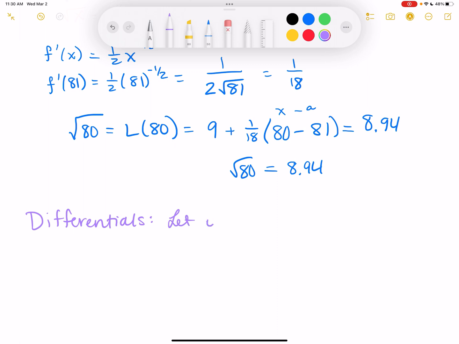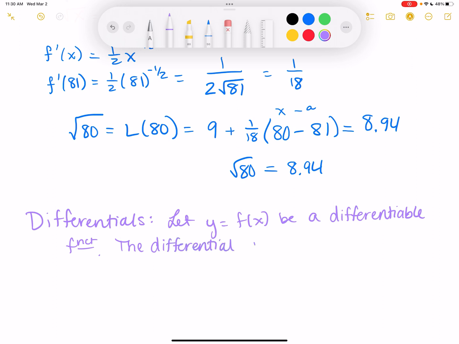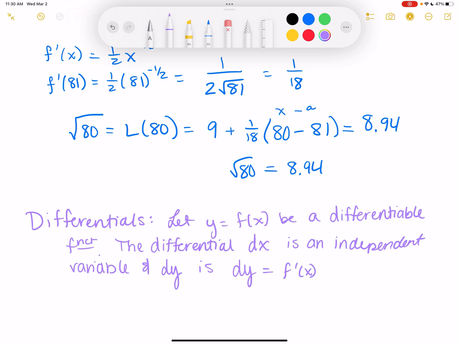We say let y equal f of x be a differentiable function. The differential dx is an independent variable. And the differential dy is dy equal to f prime of x dx.